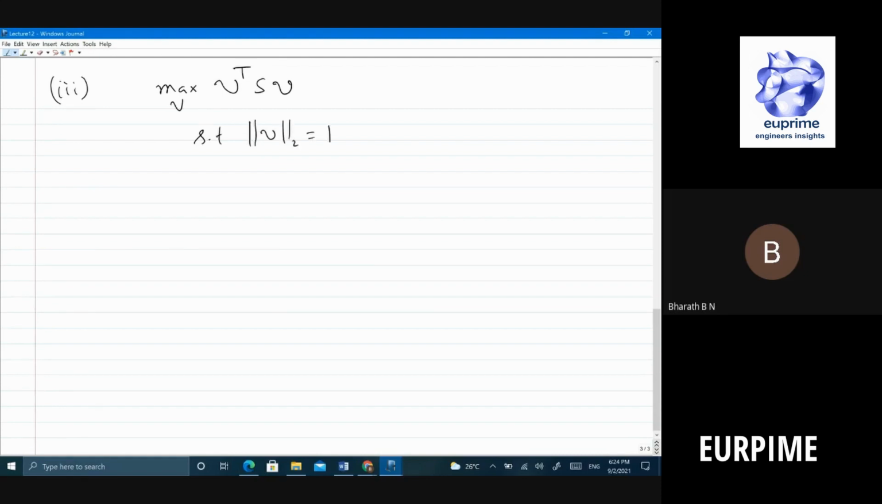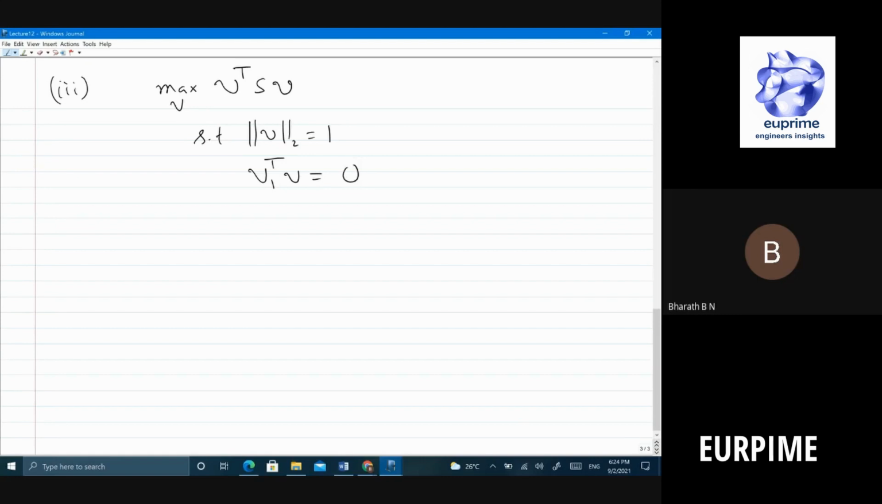I cannot stop here, right? The moment I stop here, I'll get the same solution as before. What should be the second constraint? This should not be in the span of V1, right? I have already found V1. So it should be orthogonal to V1, right?